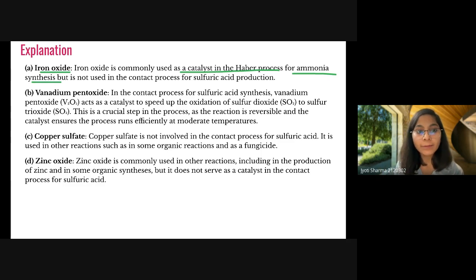Okay, vanadium pentoxide, yes, for sulfuric acid synthesis, vanadium pentoxide acts as a catalyst to speed up the oxidation of sulfur dioxide to sulfur trioxide. Okay, and this is a very crucial step. So this is the right answer. Then copper sulfate, no, copper sulfate is not involved in the contact process. And zinc oxide is again not involved in the contact process. So vanadium pentoxide is the right answer. So should we go further?